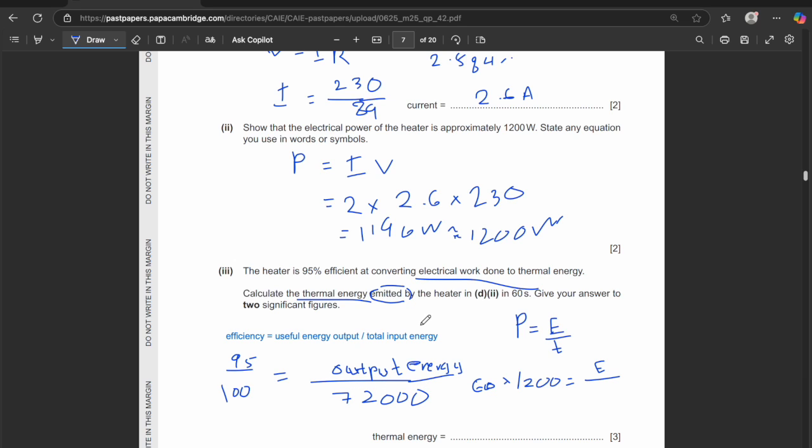72,000. 0.95 into 72,000 is 68,400 joules. So we can just write this and take two significant figures. You get 68,000 joules.